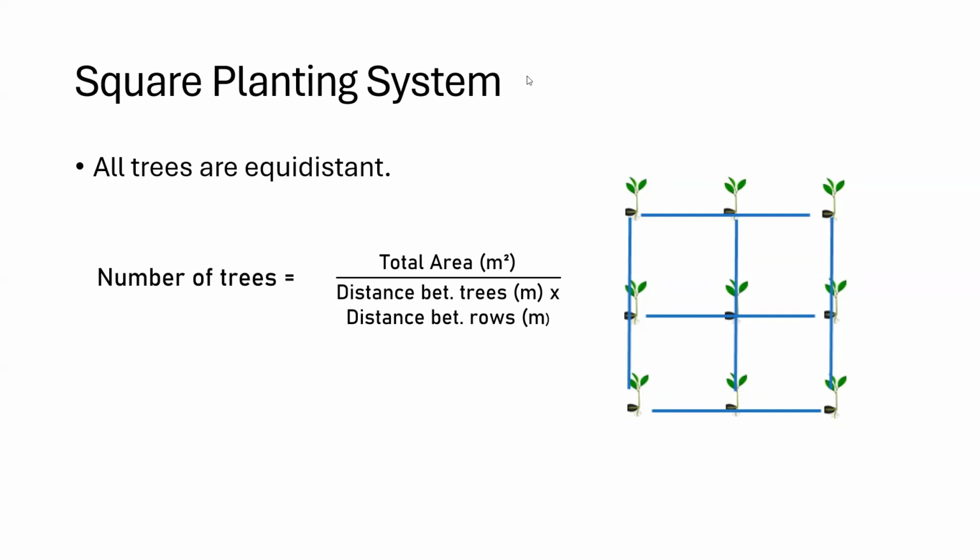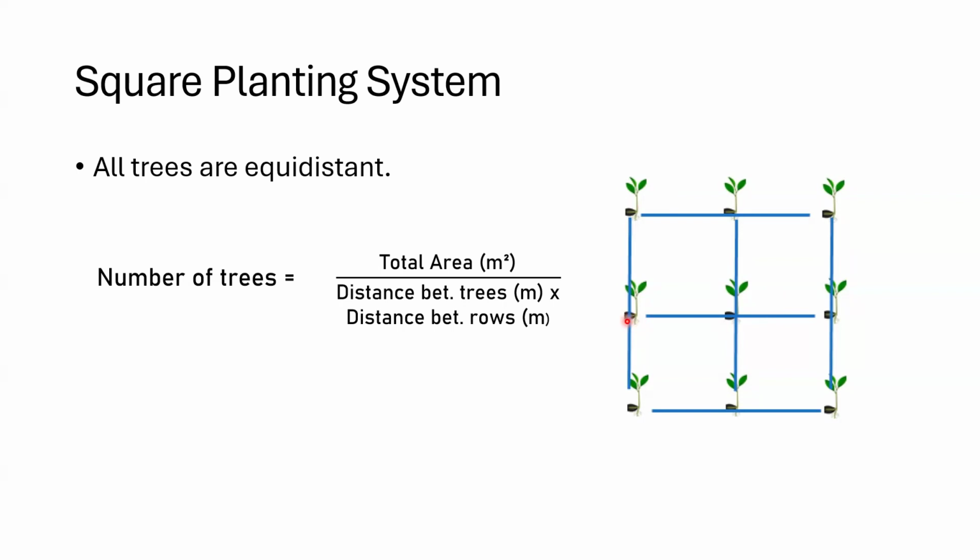Then the formula to get the plant population under square planting system is total area in square meters divided by the distance between trees multiplied by the distance between rows. Okay, so distance between trees, laser point. Distance from this tree to this tree, that's the distance between trees. Then distance between rows, distance from here to here is the distance between rows.